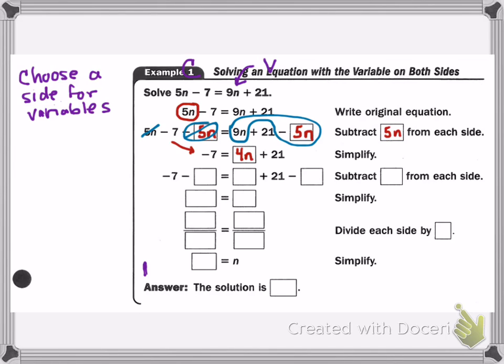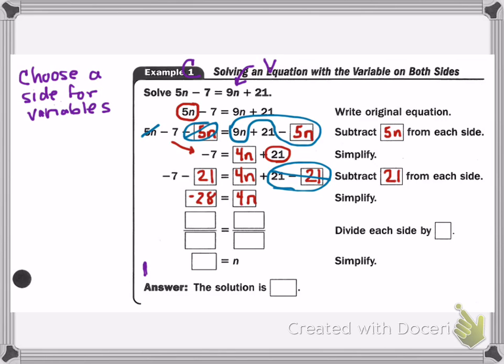Then because the right-hand side is our variable side, we want to get rid of the 21. And so we want to subtract 21 from each side of the equation. Always doing whatever we're doing to both sides of the equation. So we're going to subtract 21 from both sides of the equation. And on the right-hand side, our plus 21 and our minus 21 will cancel each other out. And on the left-hand side, we should get a negative 28. On the right-hand side, we're left with that 4n.